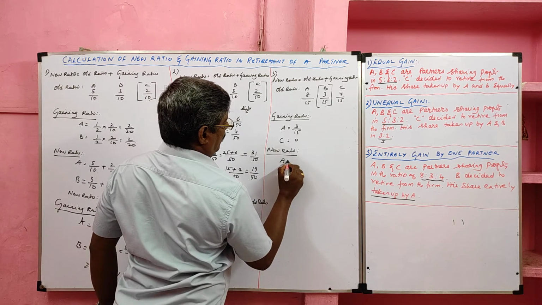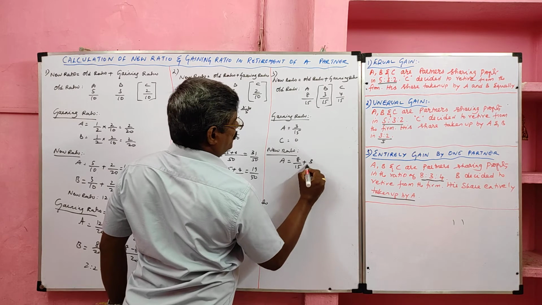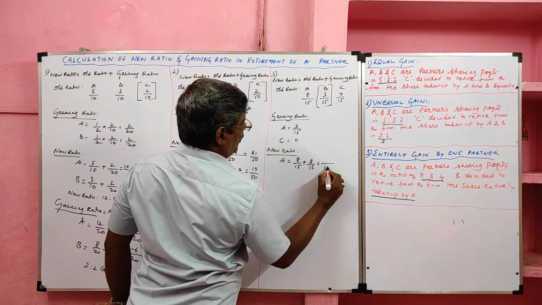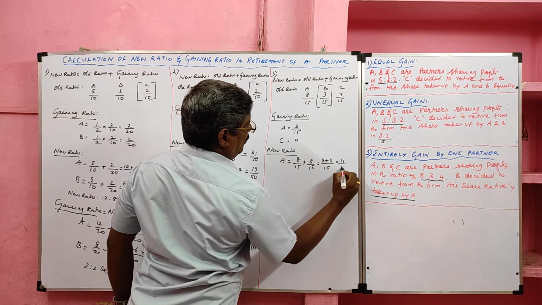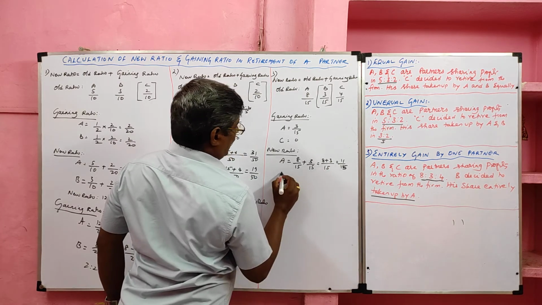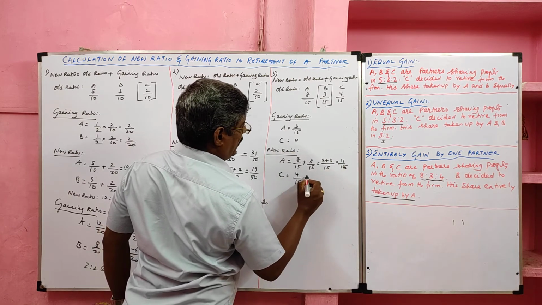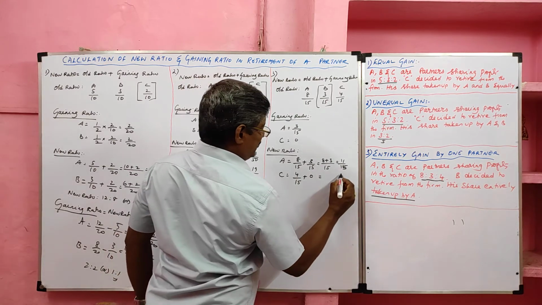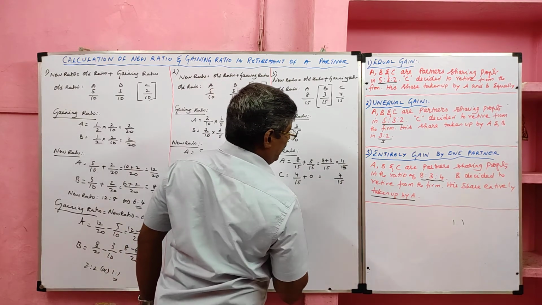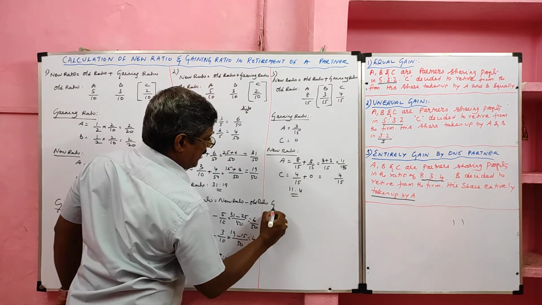For A, old ratio 8 by 15, gaining ratio 3 by 15. Common denominator 15. 8 plus 3 equals 11 by 15. For C, old ratio 4 by 15, plus nothing, he gains nothing. So his ratio continues as 4 by 15. So new ratio 11:4. Then we can find the gaining ratio.